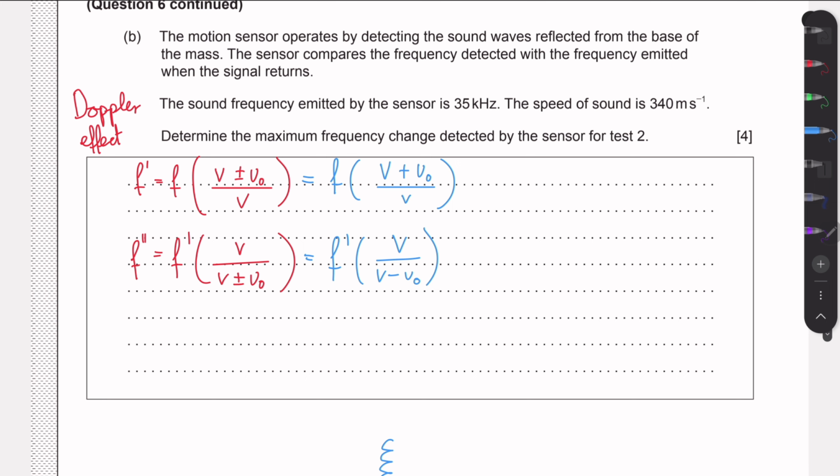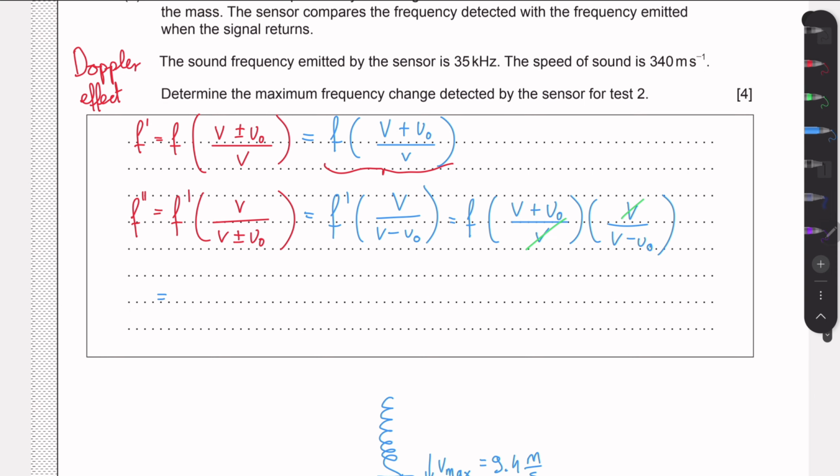Now we know what f prime is, right? This is how we calculate f prime, so we can plug it back in. Our f prime prime will be our original frequency times (v plus u0) over v, times v over (v minus u0). If we plug everything in, we see that the v cancels out, so we don't need to take it into account.